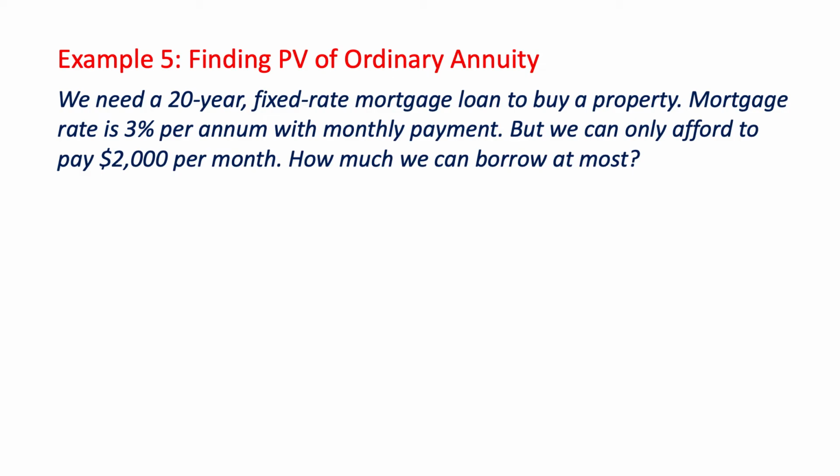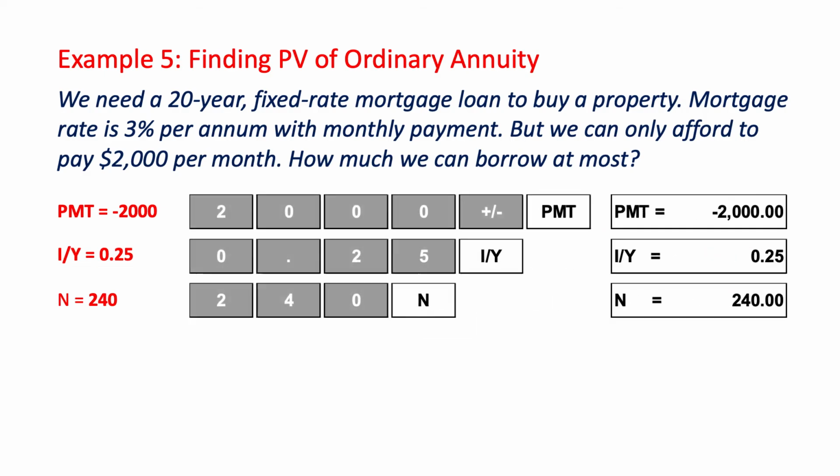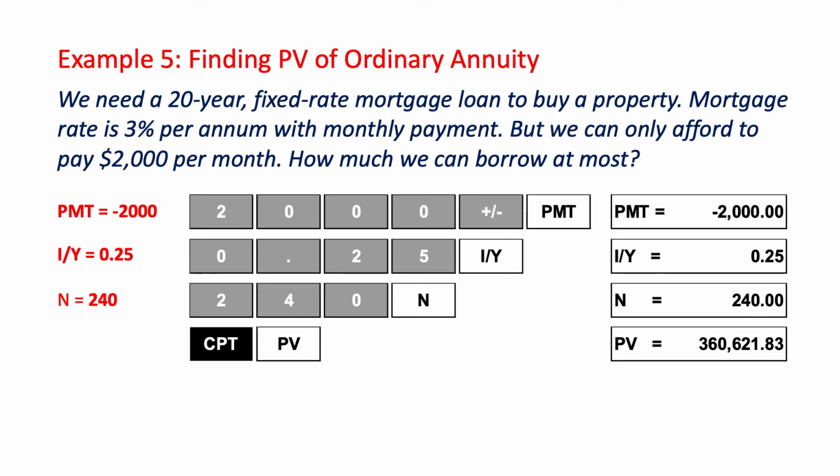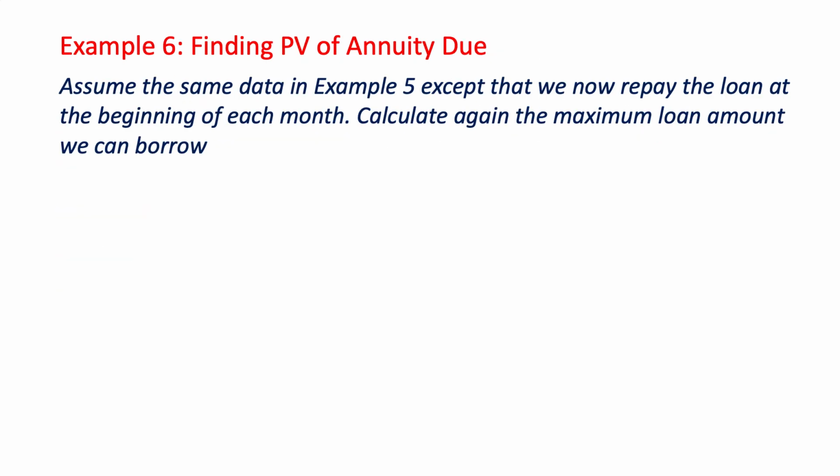As we can only afford $2,000 per month, PMT is equal to negative 2,000. As interest rate is 3% per annum with monthly payment, IY is equal to 3 divided by 12, so it is equal to 0.25. As it is a 20-year loan, the total number of payment periods will be 12 times 20, so it is equal to 240. We press these keys to enter these values, after which we press CPT and PV, so that we can find that the maximum loan amount that we can borrow is about $360,000.